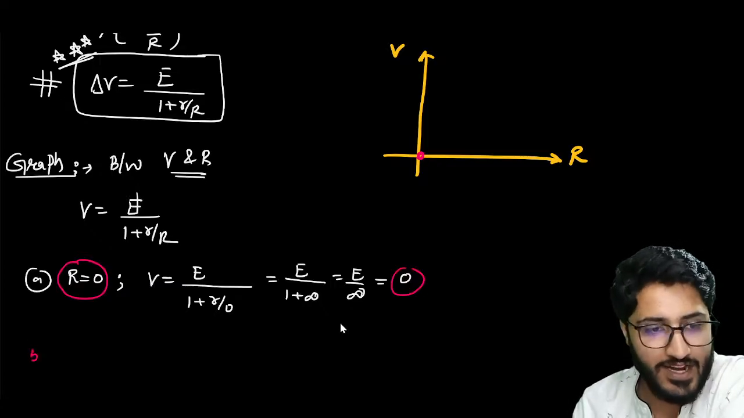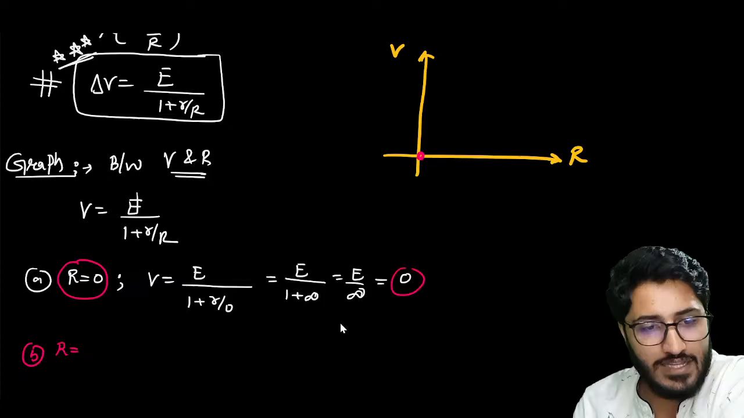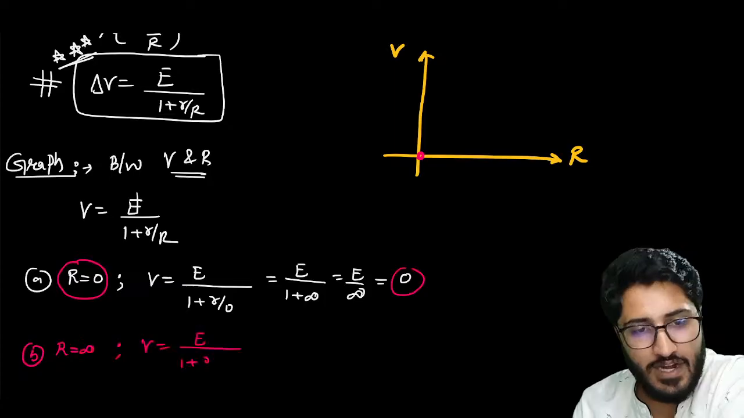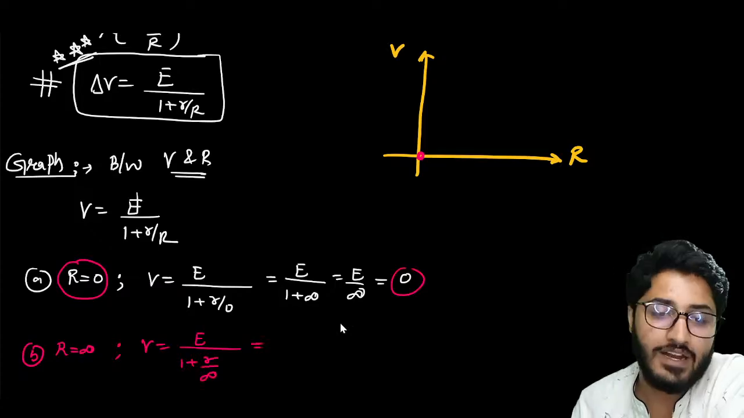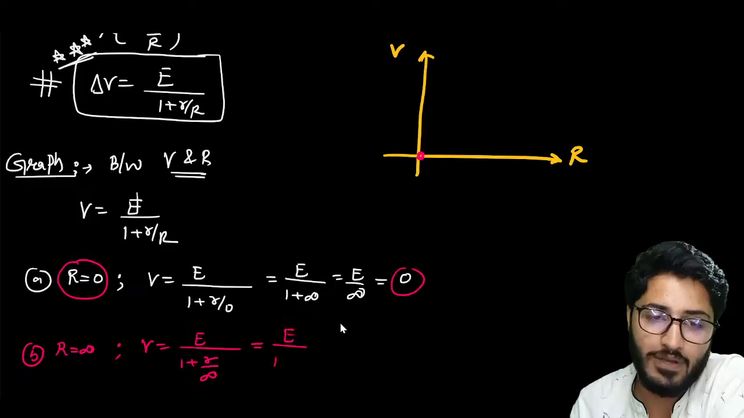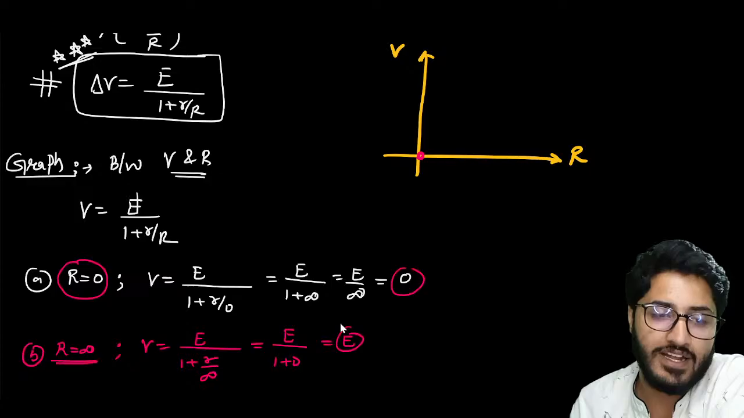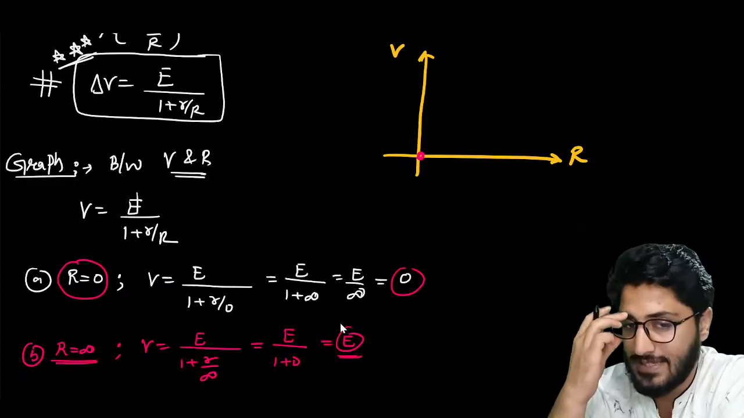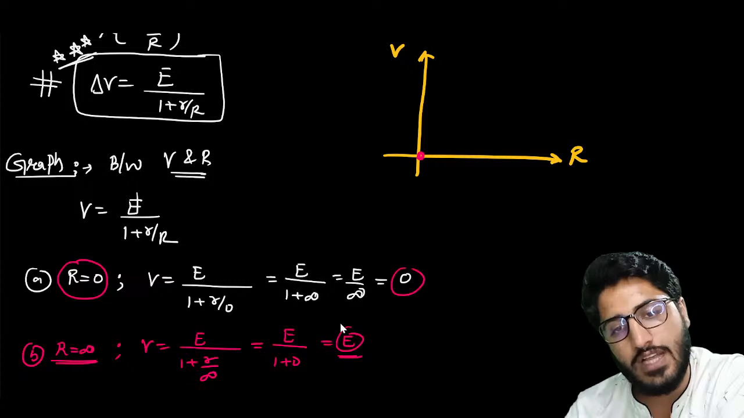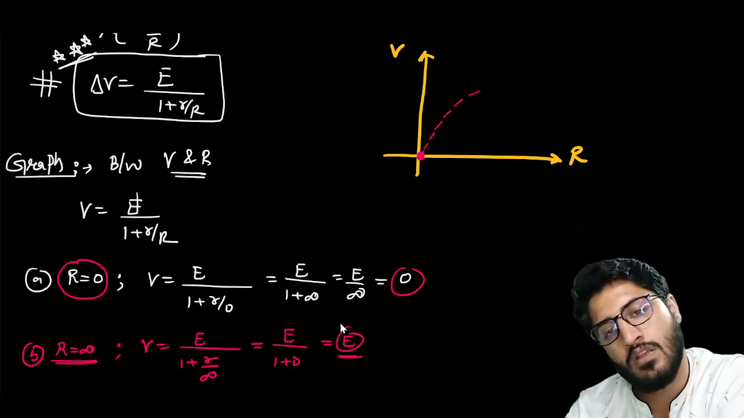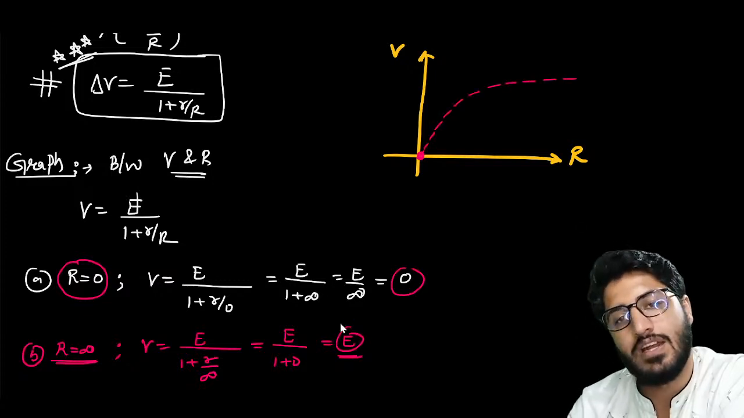Then, second point, if R is infinite, V equals E divided by 1 plus r by infinite. r by infinite is 0, so E divided by 1 plus 0, which is E only. If we take R infinite, my value is maximum, E. So my graph will look like this now, with the E value.